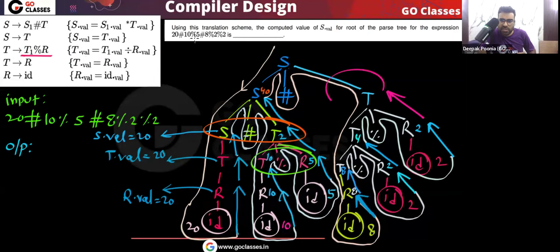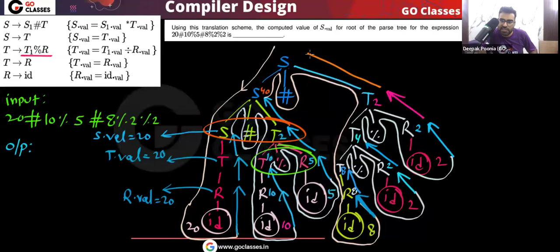Here t dot value will be t1 dot value divided by r dot value. Now t1 dot value is 4 and r dot value is 2. So 4 divided by 2 is 2, so this will become 2.